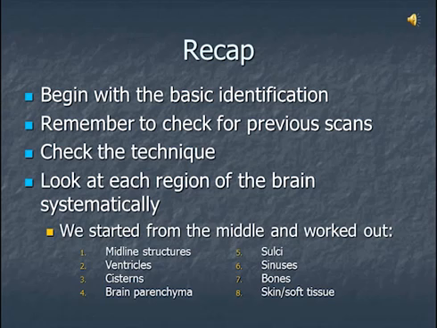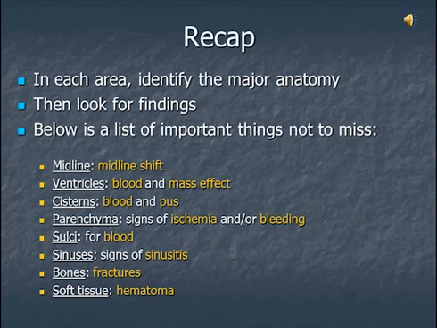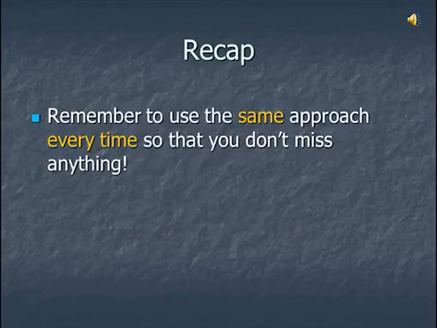To recap, before you even look at the images, start with the basic information. Check for old studies and take note of the technique. Then look at each part of the brain systematically. We started from the middle and worked our way out. In each area, identify the anatomy and look for any pathology. Here is a list of things not to miss. It is important to be consistent, so try to use the same approach every time.